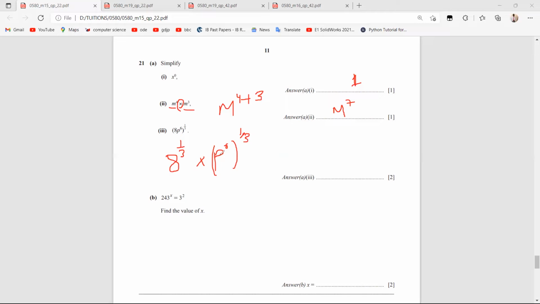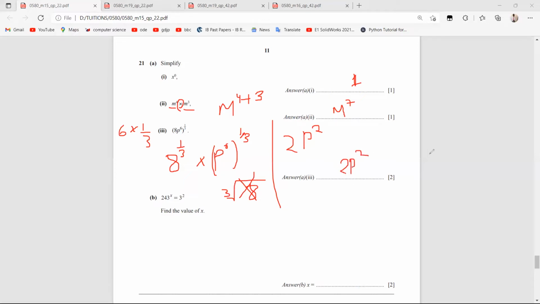So what's 8 to power 1 over 3? You can simply type this in your calculator, or whenever you have a fraction power, it simply means it's a root. So that can be treated as a cube root of 8. But still, you can just type 8 power 1 over 3 in your calculator, and you'll get 2. So 8 power 1 over 3 is 2. Then we have p to the power 6 times 1 over 3. What is 6 times 1 over 3? We'll get 2. So it's 2p squared. That's our final answer.